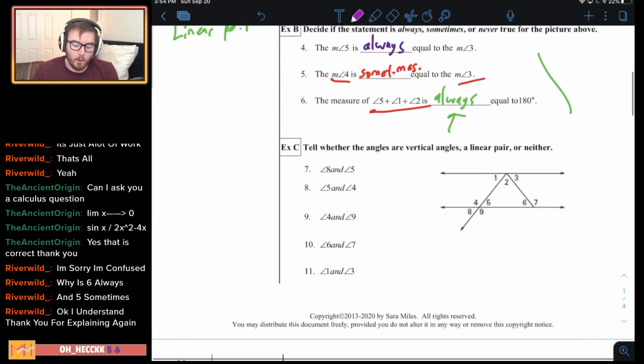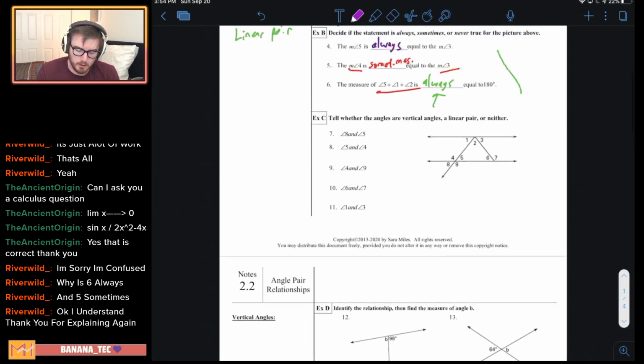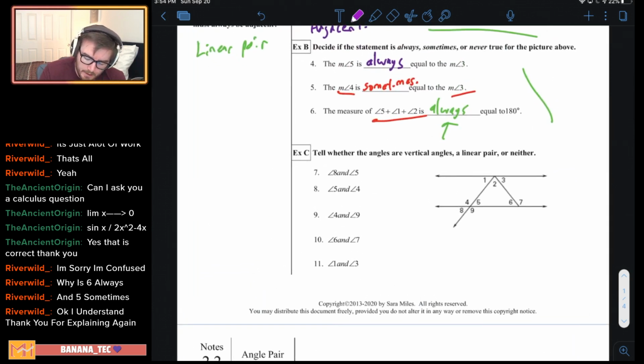All right. Tell whether the angles are vertical angles, a linear pair, or neither. Okay, well, let's do it. 8 and 5. There's intersecting lines, and they're on opposite sides, vertical angles. If this were real class, I'd have you do these on your own, but I'm just going to give away the answers. If you're watching the replay, I would encourage you to pause here and try to answer these on your printed out notes or on a scrap sheet of paper.